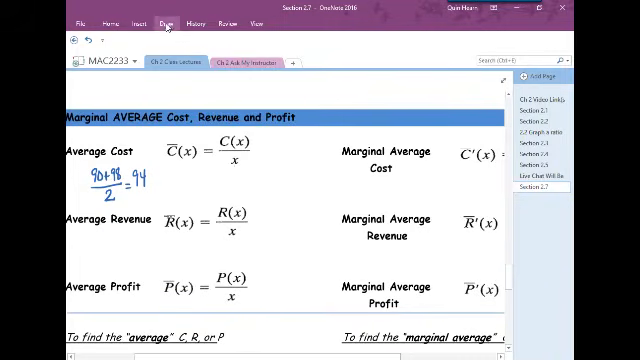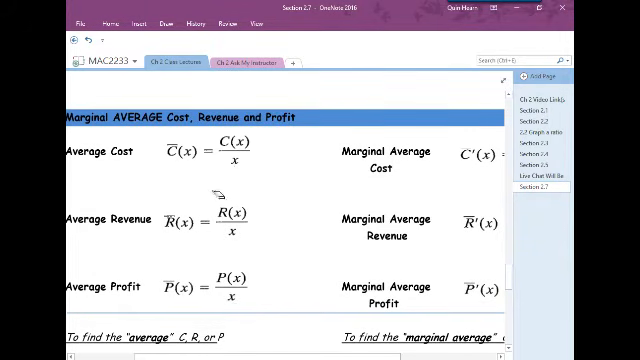All right. With that in mind, how would you find the average cost? Well, you would take the total cost and divide it by the number of units. Right? So the total cost at a particular number of units, divide it by the number of units, and that gives you your average cost. The symbol we use for average cost is C bar. C bar of x equals C of x over x. Average revenue, same thing. R bar of x is the revenue divided by the number of units. Average profit per unit is going to be P bar, P of x over x units.